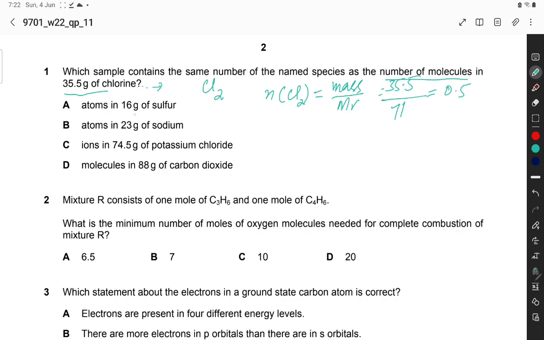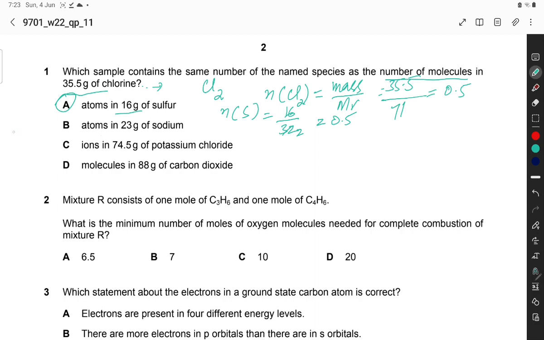Option A is atoms in 16 gram sulfur. Atomic mass of sulfur is 32 and this is 16 gram, so moles is equal to 16 divided by 32. So this is equal to 0.5. So this option is correct because atoms in 16 grams of sulfur contain 0.5, so it is similar to the chlorine.